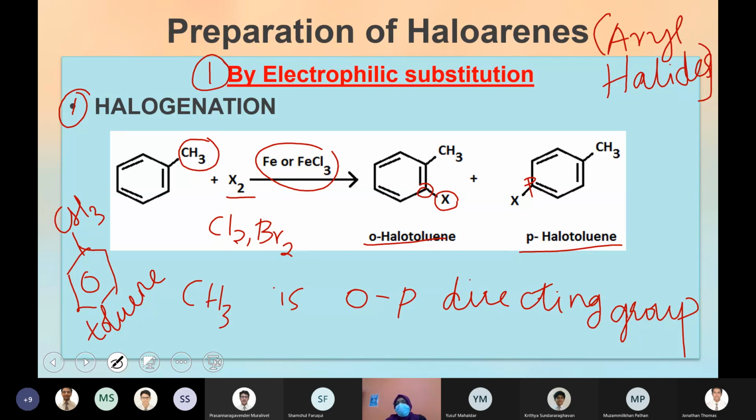That means you will get not one product, you are getting more than one product, one is an ortho product, other one is a para product. So in these cases, you have to show both the products because this is as per the organic rule. You need to show that it's an ortho para directing group.